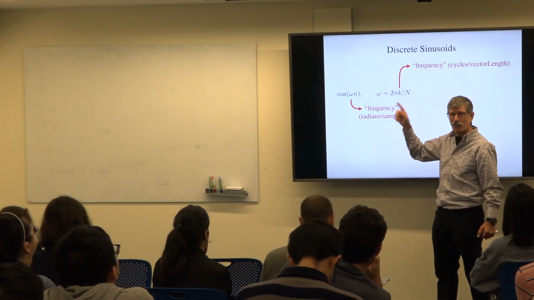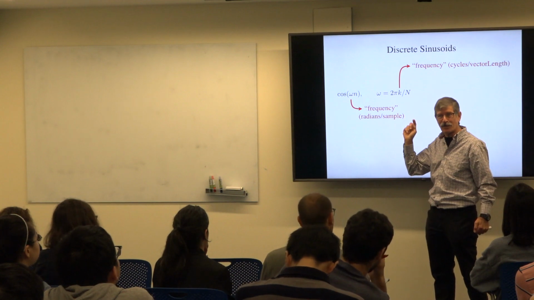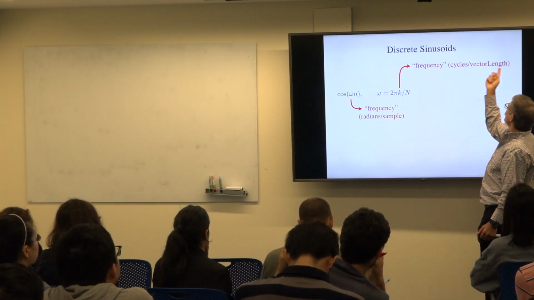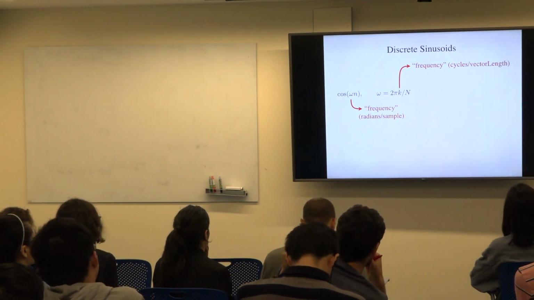When k is 2, we get through that cycle twice. When k is 3, we get through that cycle 3 times. So k is now in reasonable units. It's in cycles per vector length.